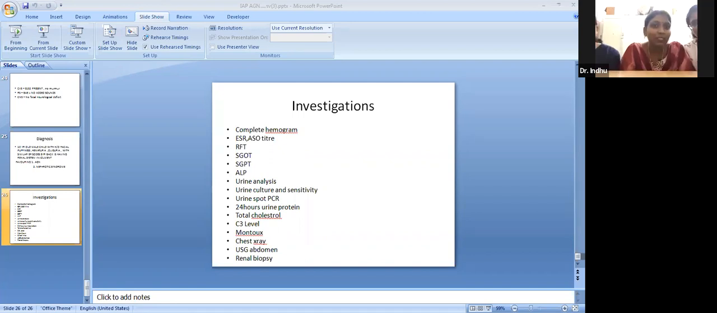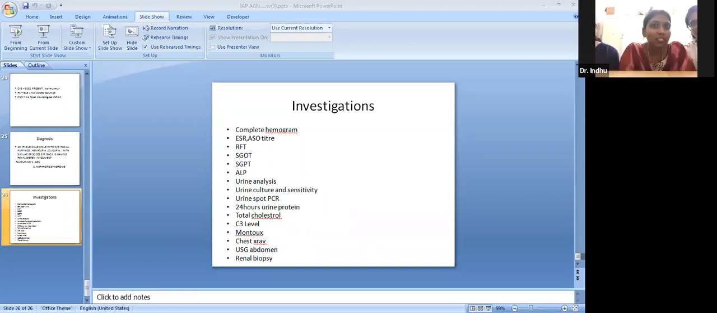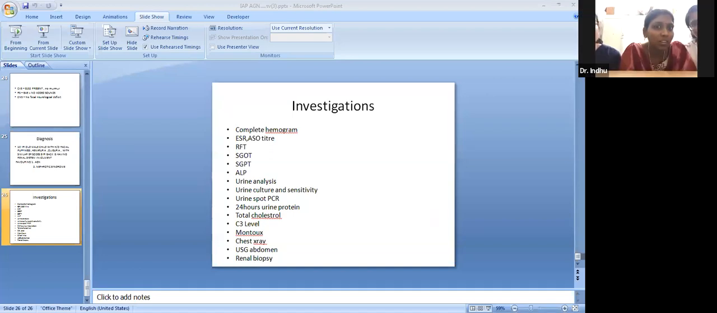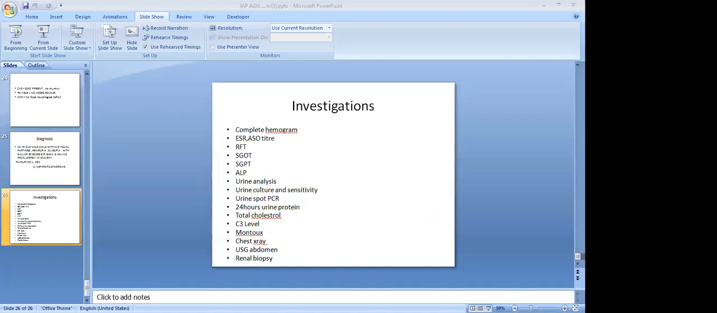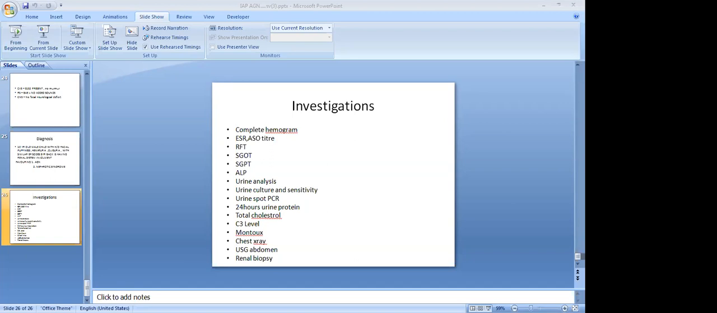C4 is classical pathway. So what are the conditions where C3 is low? What are the conditions where C4 is low? What are the conditions where both are low? SLE, what is low? Lupus nephritis. Yeah. So lupus, what pathway is affected? Classical. So classical pathway is affected in lupus. So what will get low? C4. Both, no? Yeah. C3 as well as C4 will be low in lupus.